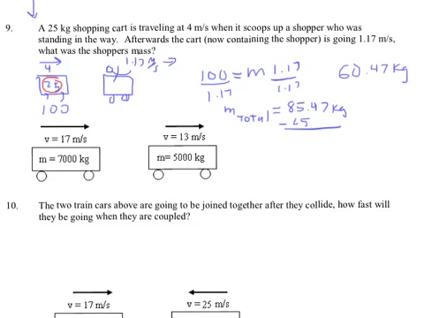Okay, so what we have to do here is say that the total momentum beforehand equals the total momentum afterwards. So we need to figure out the total momentum of this system. The system is broken into two parts, so we have to figure out the momentum of each. The momentum of this one is going to be 17 times 7,000. Let's see what that equals.